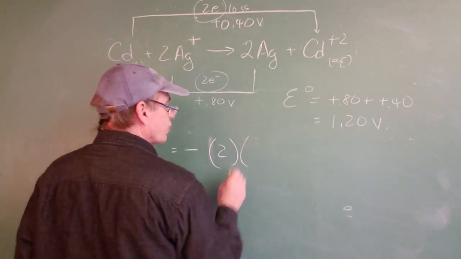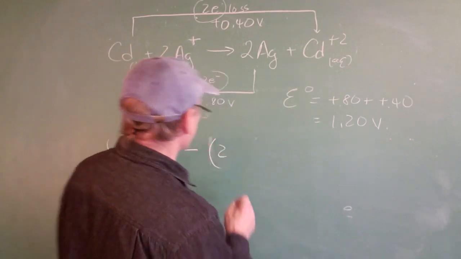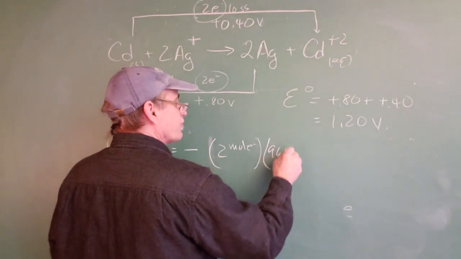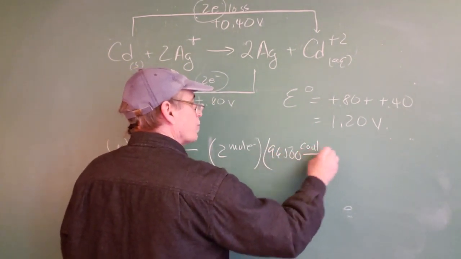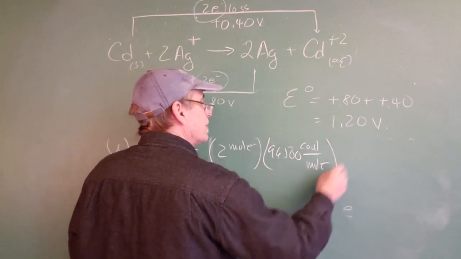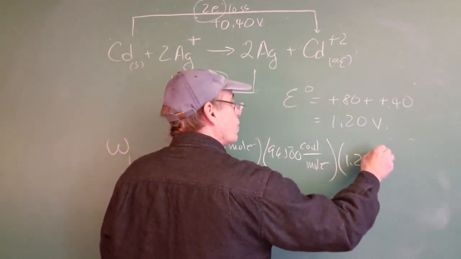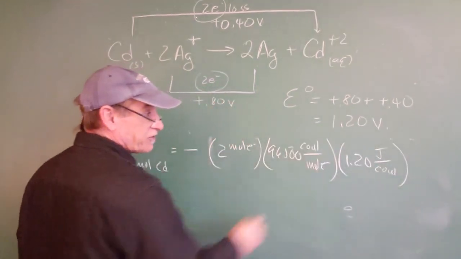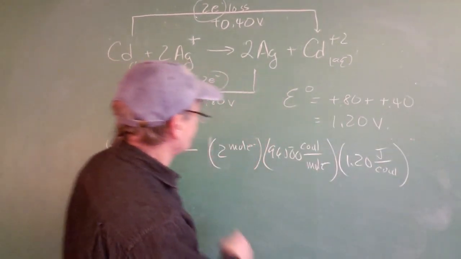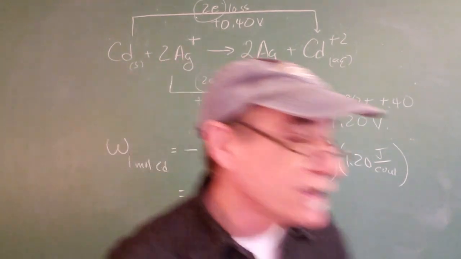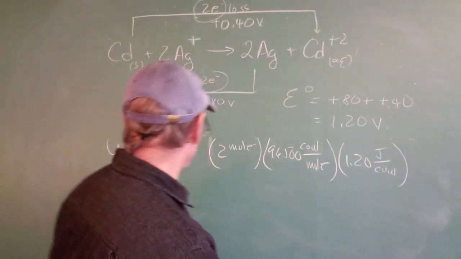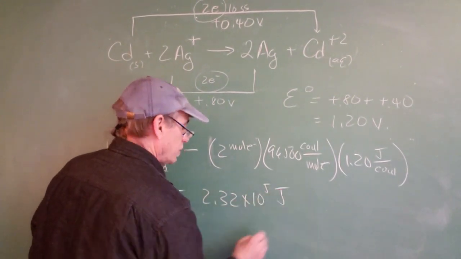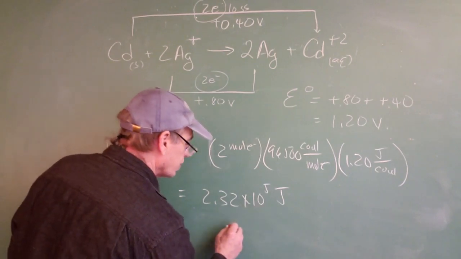Faraday's constant, and so let's put the units in here so you can see how this all works out. This is 2 moles of electrons, 96,500 coulombs per mole of electrons, and 1.20 joules per coulomb. That's what a volt is, and that's the voltage of our cell. All right, well, in that case, if we multiply this all out, it comes out to be, what I have here, 2.32 times 10 to the 5th joules, or that'd be 232 kilojoules.